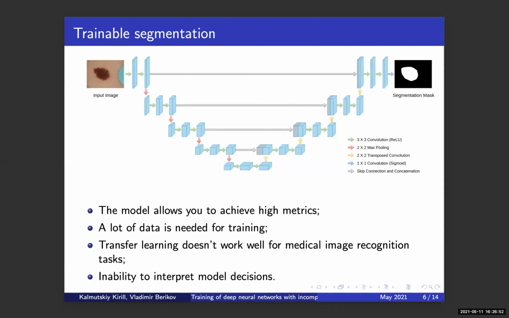But the problem is that we don't have many training objects to train such a big model. Classic UNet consists of many blocks with many millions of parameters, and 34 images are not enough to train such a complex model. We also can't use transfer learning for our task because transfer learning doesn't work well in medical image recognition tasks, because you can't train a network on, for example, ImageNet, and then use this knowledge for medical image recognition, because it makes no sense. And also another problem is that we can't interpret this model. So let's try to resolve those problems.